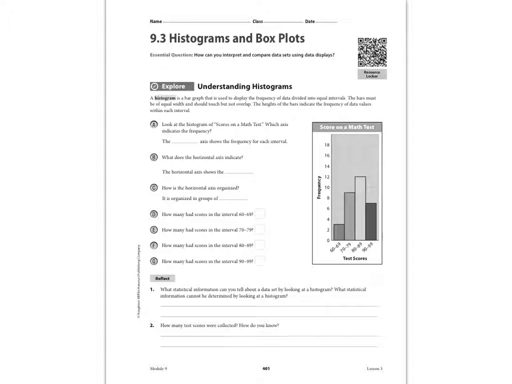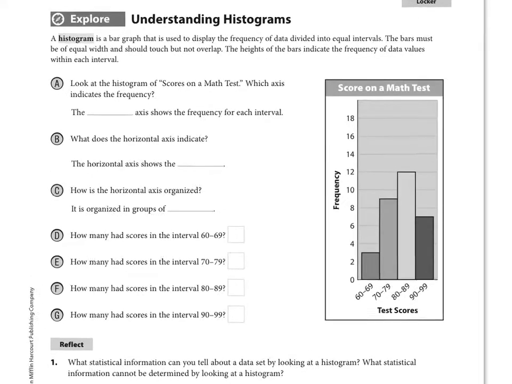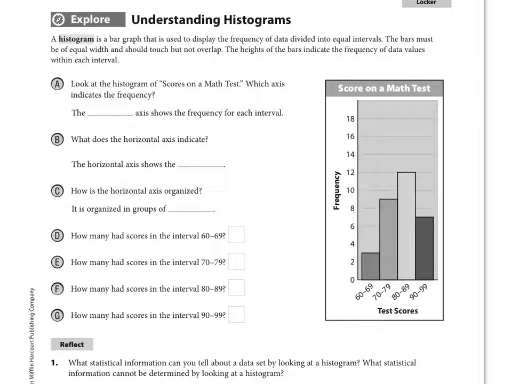So what you see right here on the first page is a histogram. A histogram is like a bar graph, and it's going to display the frequency of intervals. So we're still dealing with numbers here. You can start to read the histogram on the right side, and we're going to answer some questions about it.